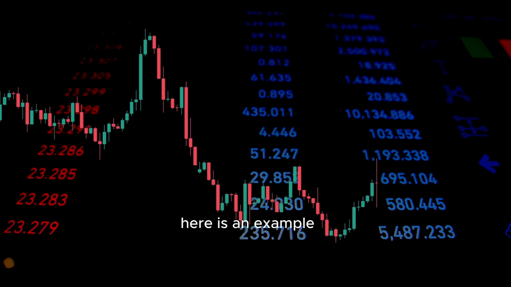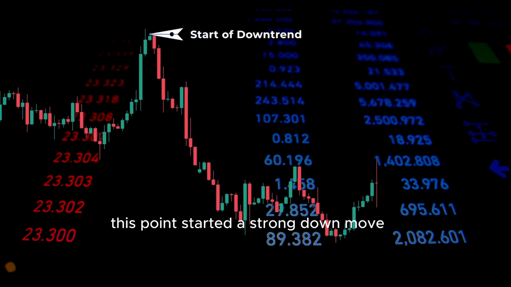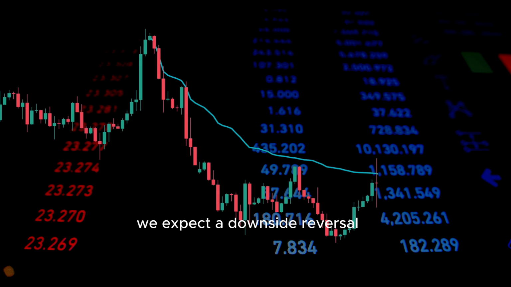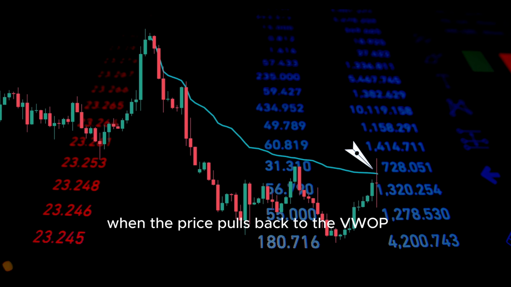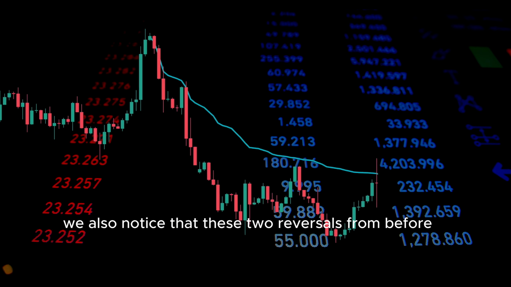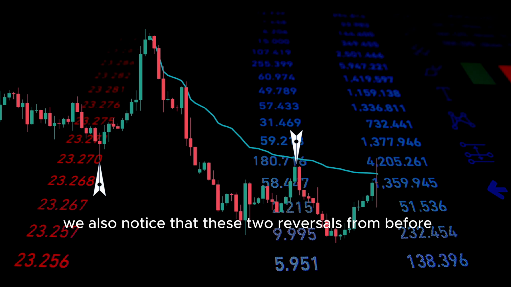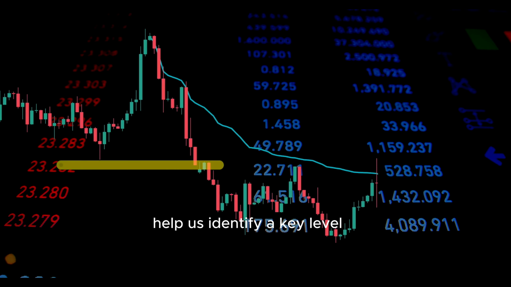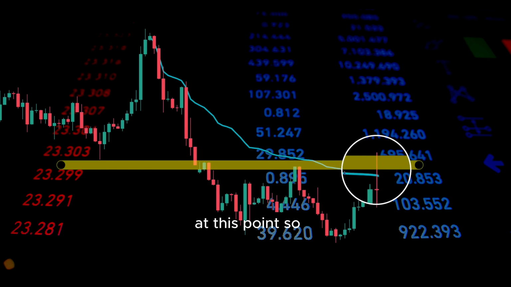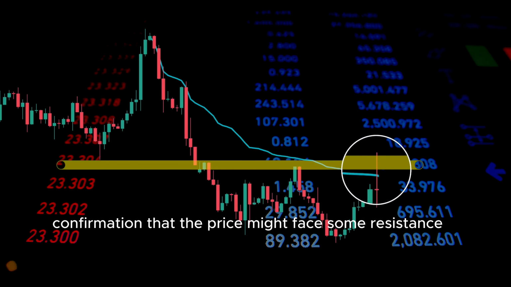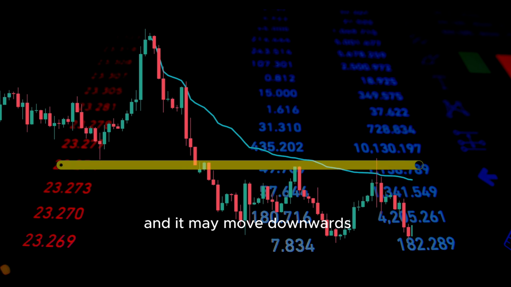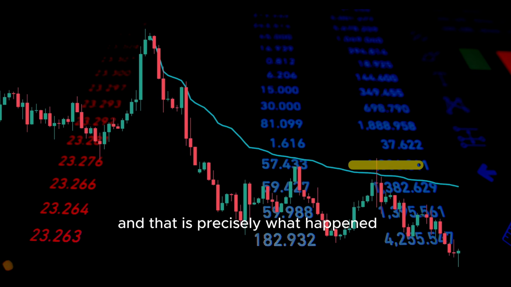Here is an example. This point started a strong down move. So we plot an Anchored VWAP. From here, we expect a downside reversal when the price pulls back to the VWAP. Upon closer examination, we also notice that these two reversals from before help us identify a key level. Now the Anchored VWAP and the key level converge at this point, so this gives us double confirmation that the price might face some resistance and it may move downwards. And that is precisely what happened.